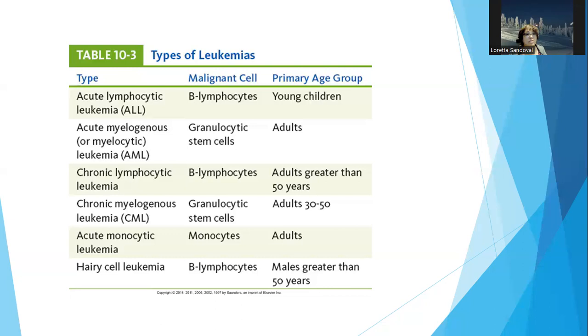Acute myelogenous or myelolytic leukemia, AML, the granulocytic stem cells are affected. So that affects all of the cells resulting from those, and it's in adults. And we'll talk about each one of these, but this is a nice little comparison. Chronic lymphocytic leukemia, CLL, affects B lymphocytes. And it usually manifests in adults greater than 50 years.